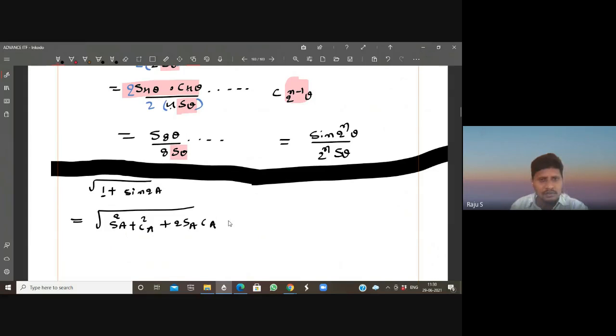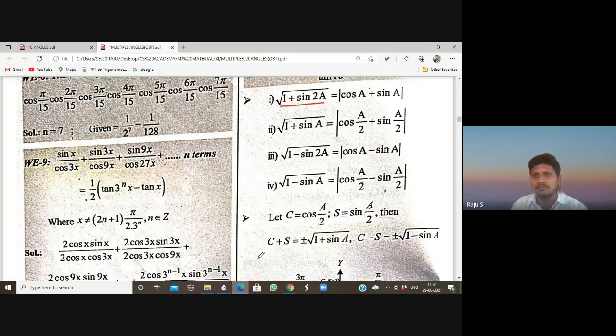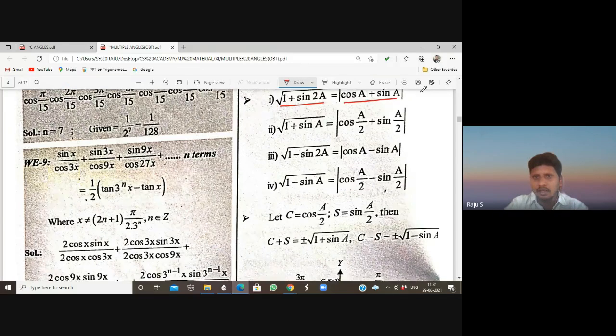Am I right? Shall I write it in the form of a square plus b square plus 2ab? I write this value as sin a plus cos a the whole square. Whole square means the square root cancels, and whenever we cancel this, we should take the modulus. So sin a plus cos a, that is what they have taken here.